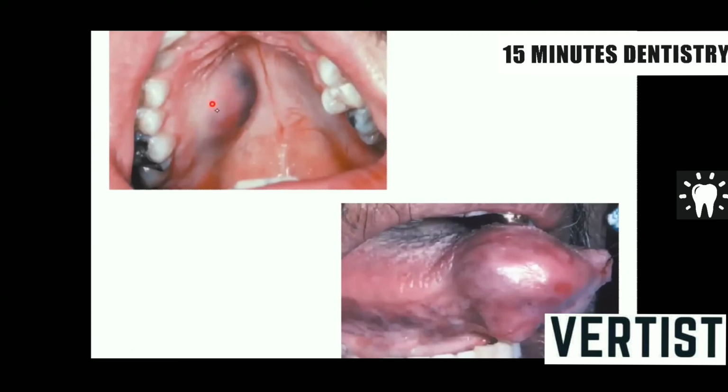This is a lesion which is there in the palate. Any palatal lesions like this, one of the differential diagnoses is always a salivary gland neoplasm, either a pleomorphic adenoma or mucoepidermoid or adenoid cystic carcinoma. Here you can see one such swelling on the lateral side of the tongue.